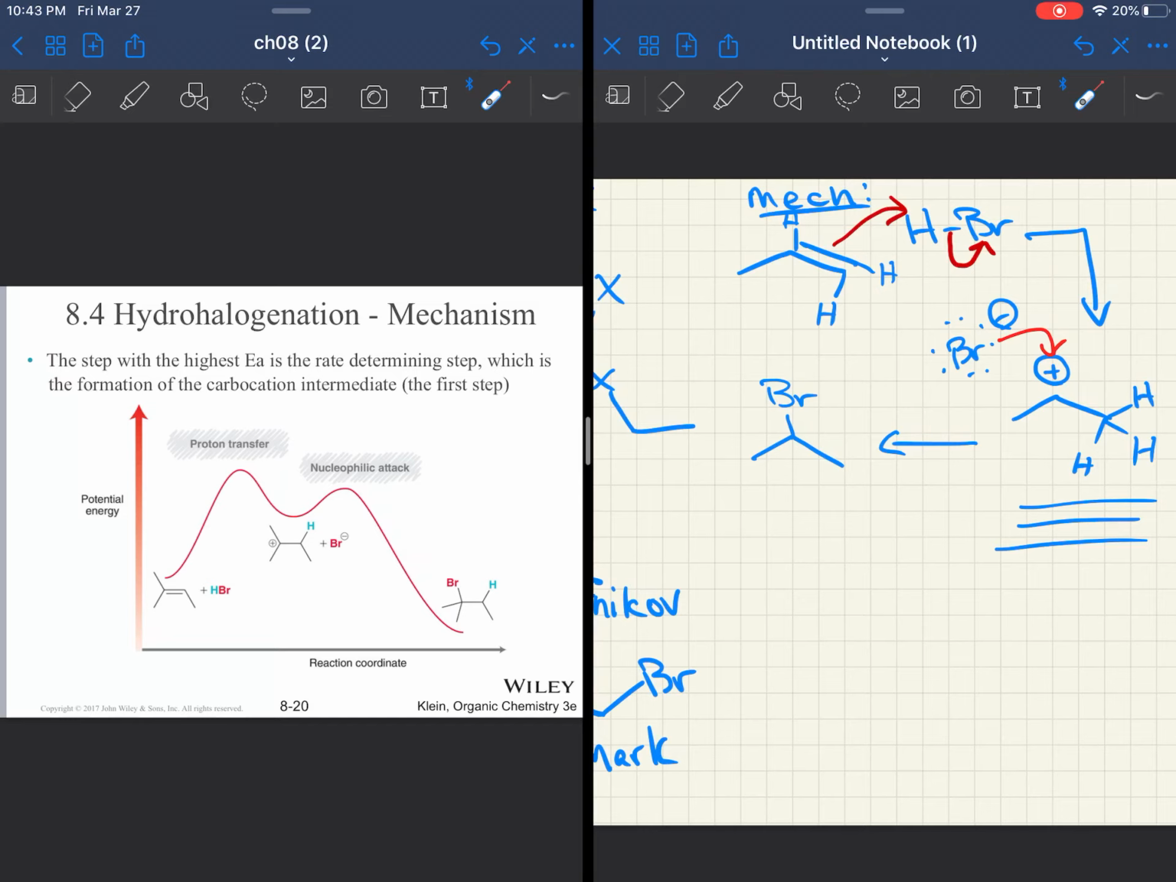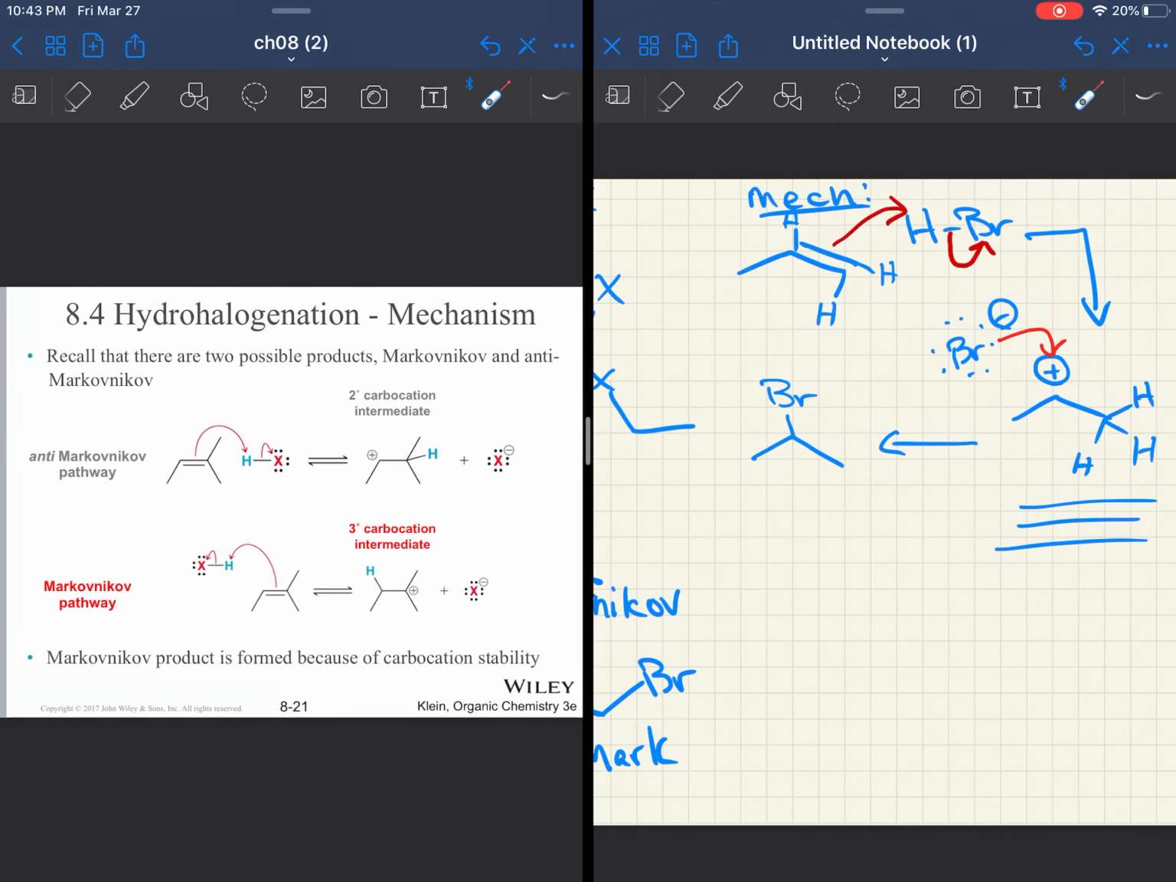You get a little bit of an energy diagram here. Anytime you have multiple steps, anytime you've got intermediates, instead of just transition states where the bonds are breaking and forming, you're going to get a little dip in your energy diagram, right? Local minima go with intermediates. The proton transfer and nucleophilic attack, that's when the bonds are actually forming and breaking up here.